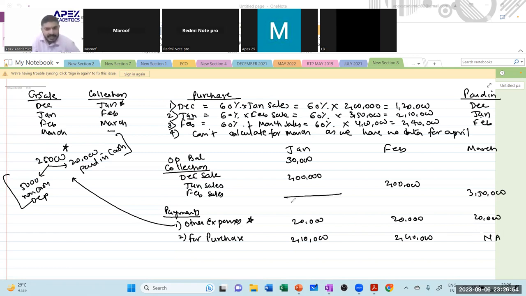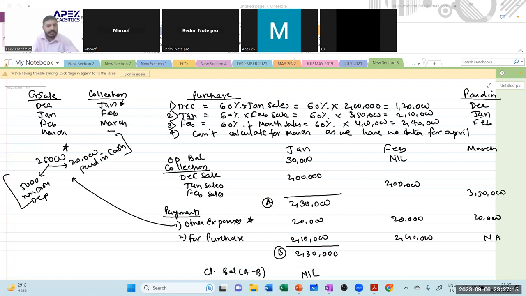So what is my Jan cash in hand? It's 2,30,000. And what is my total payment for Jan? It's 2,30,000. So A minus B, which is my closing balance for Jan, will become nil. So nil is my opening balance.